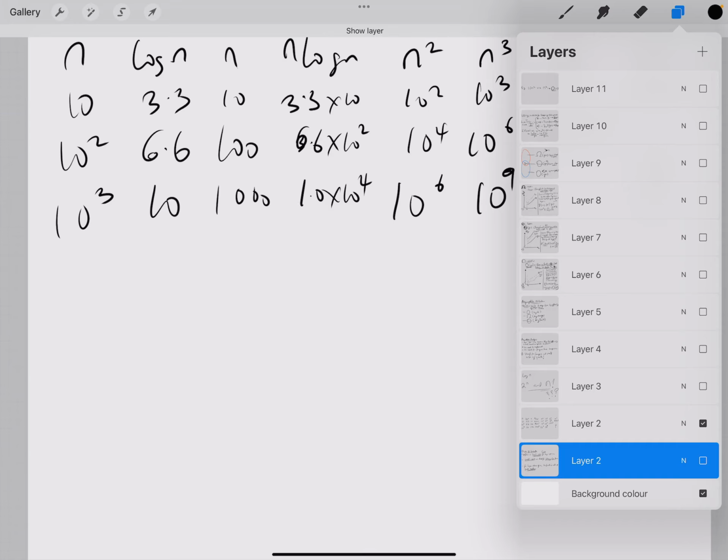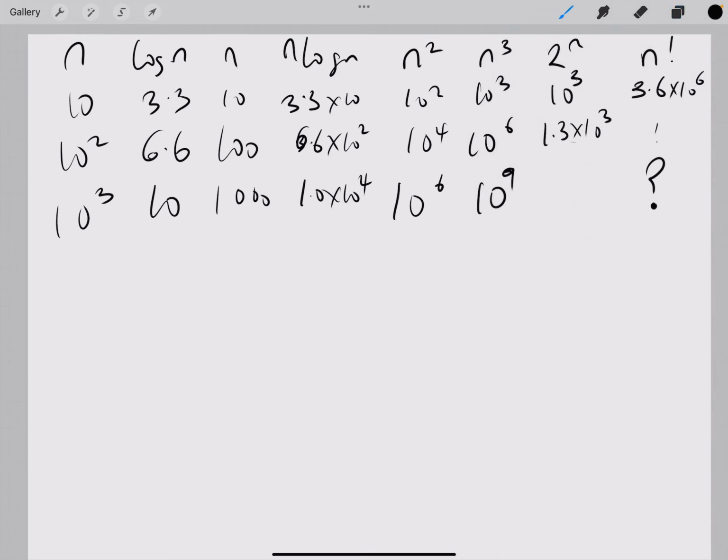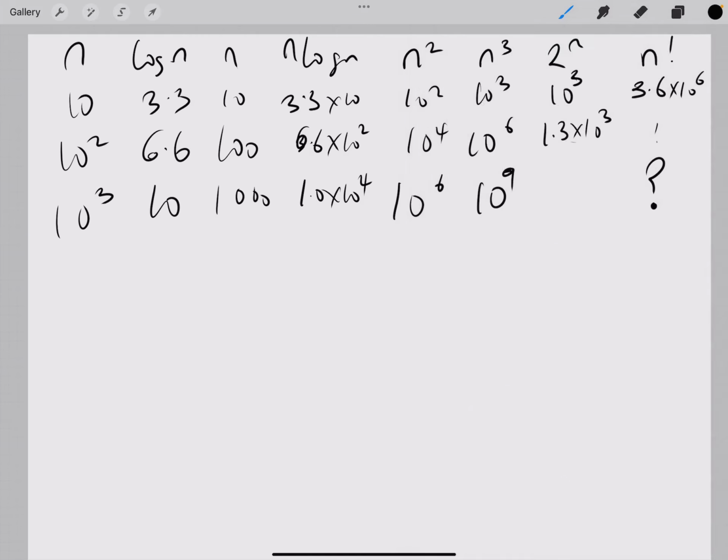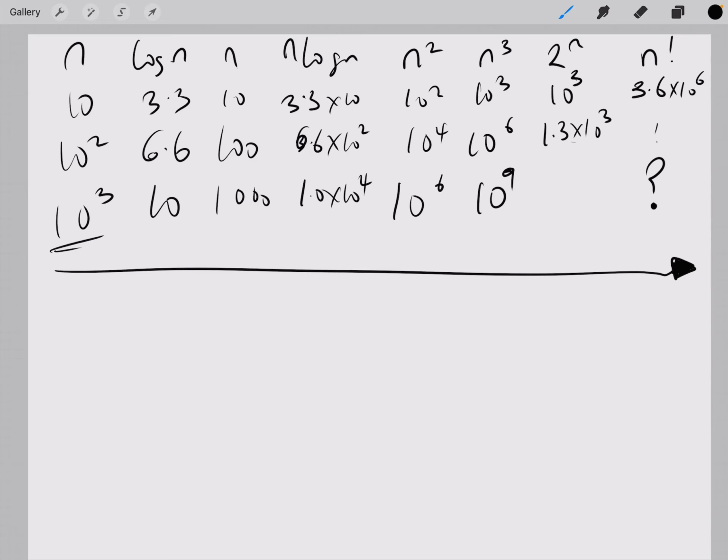So now we have a table, right? And this table goes from n all the way to n factorial. So look at this. We have the inputs being n. So we have 10, we have 10 square, which is 100, and we have 1000.